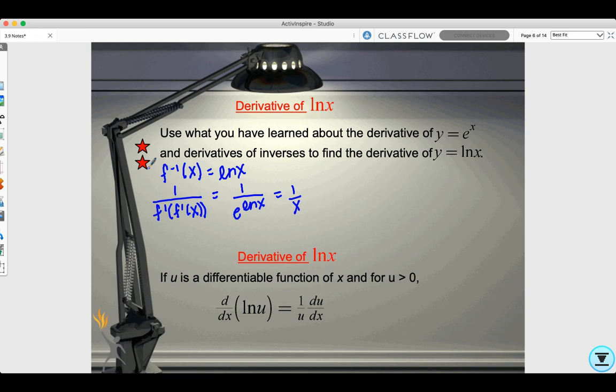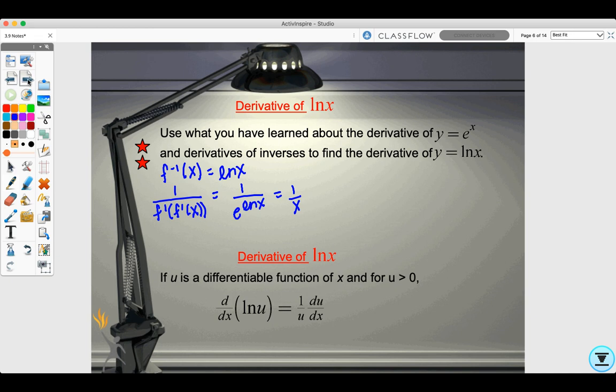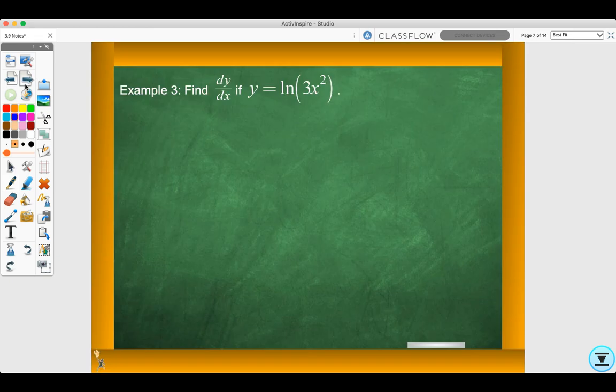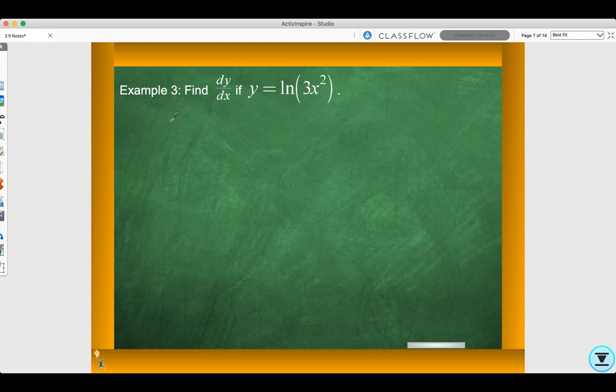So the derivative of the natural log of x, if u is a differentiable function of x, and for u greater than 0, the derivative with respect to x of the natural log of u is 1 over u times du dx. Let's look at example 3 and do this together. Find the derivative with respect to x if y equals the natural log of 3x squared.